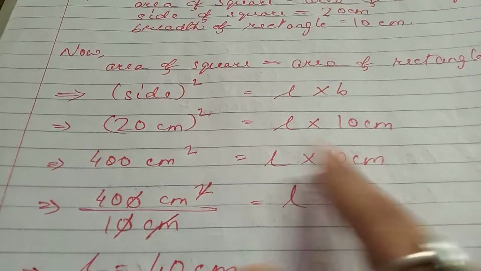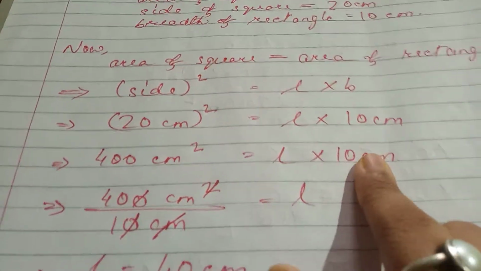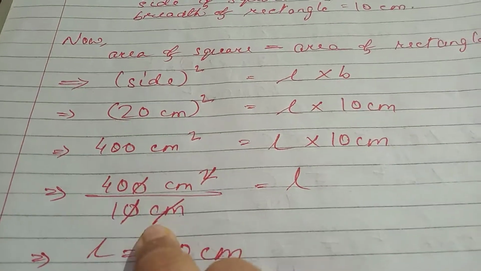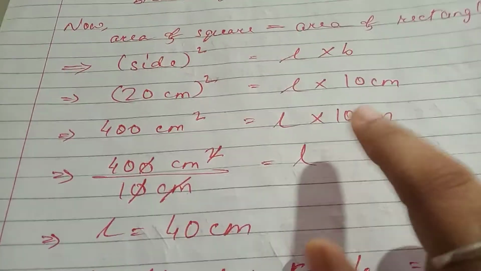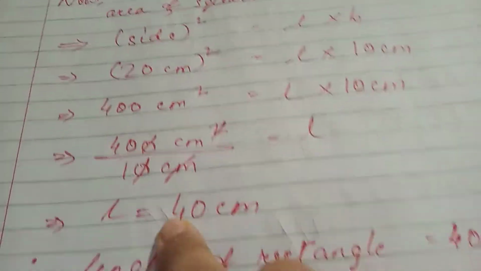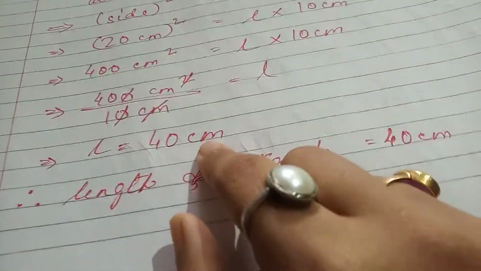Now I'll transfer the 10 to this side. Here it is in multiplied position. When we change the side, it becomes divided. So it becomes 400 by 10 equals L, that is length. Now when we cancel the 0 and 0, we get L equals 40 centimeter. Our length is 40 centimeter.